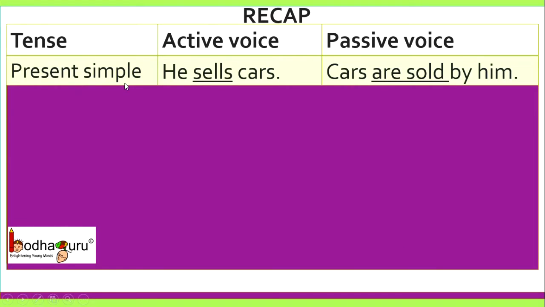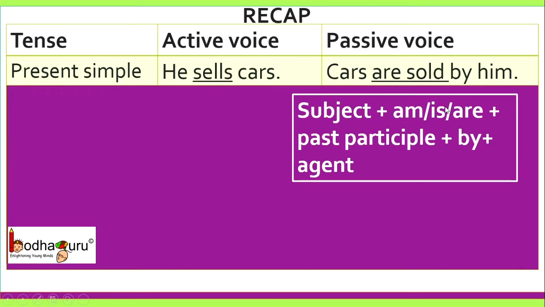First, present simple tense. He sells cars. This is changed to cars are sold by him in passive voice. And if you see what is the format of passive voice in present simple tense, it is subject plus am or is or are plus the past participle plus the agent performing the action.